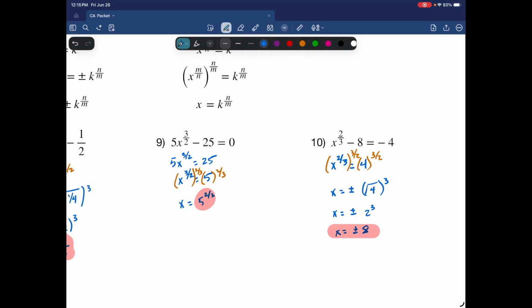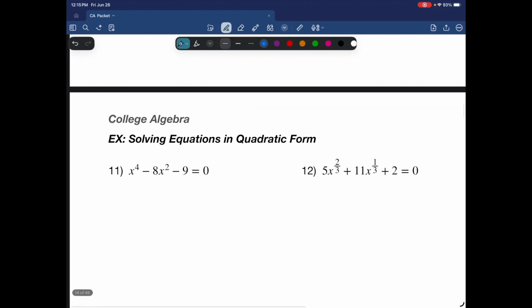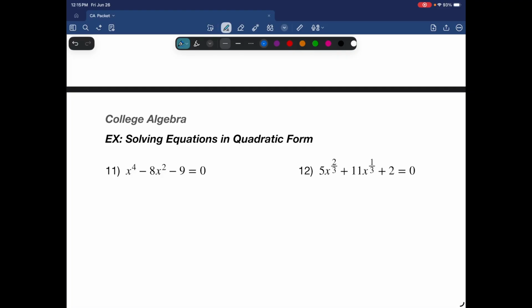All right. Now, on number 11, this can be a little complicated. First of all, a lot of students freak out when they see a trinomial like this that is raised to the 4th power and then the middle term is squared. I promise you, it's not that difficult. We talked about in a previous lesson that if it's raised to an even power, you're just splitting it in half. So the x to the 4th is going to break down to x squared and x squared.